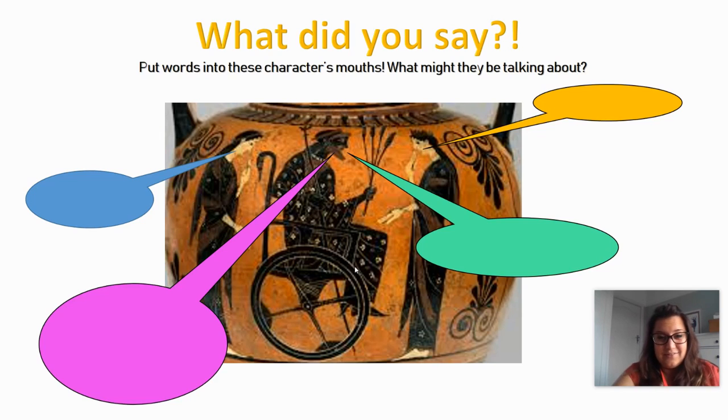Carefully look at each of the characters. Think about their body language. Okay, why might the ladies there have one hand to their mouth and one hand down? Who is the person that seems to be in this throne or chair? What do we learn about the man in the middle? What might they be saying to each other? Be creative. It doesn't always have to be serious. Pause the video now so you can stop and think and put words into these characters' mouths.